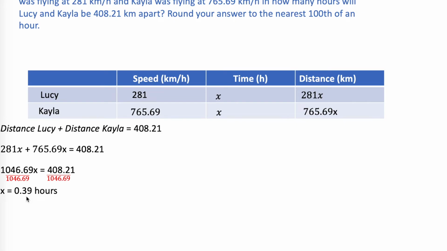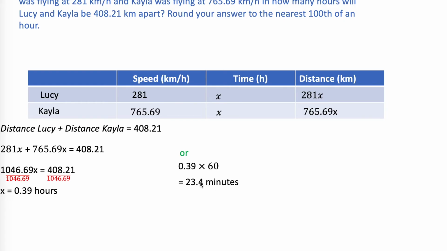0.39 hours doesn't mean a lot to us. You could also answer in minutes. We could convert this to minutes. You just have to multiply the decimal version of the hours by 60 because there are 60 minutes in each hour. If you had 1 hour, 1 times 60 would be 60 minutes. Or if you had a half hour, 1/2 times 60 would be 30 minutes. We multiply by 60, and that gives us 23.4 minutes.